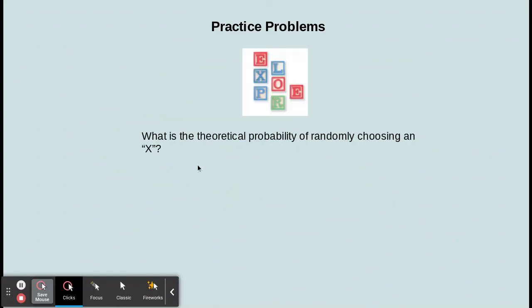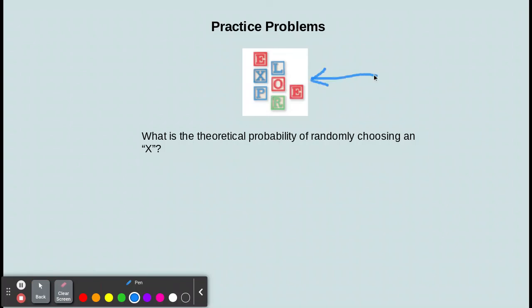Okay, next practice problem. We're going to now try to calculate the theoretical probability of randomly choosing the letter X from this group of letters. Okay, so probability of selecting an X. How many X's do we have up here? We have only one. How many blocks do we have? 3, 6, 7. So then our theoretical probability of randomly choosing an X is what?